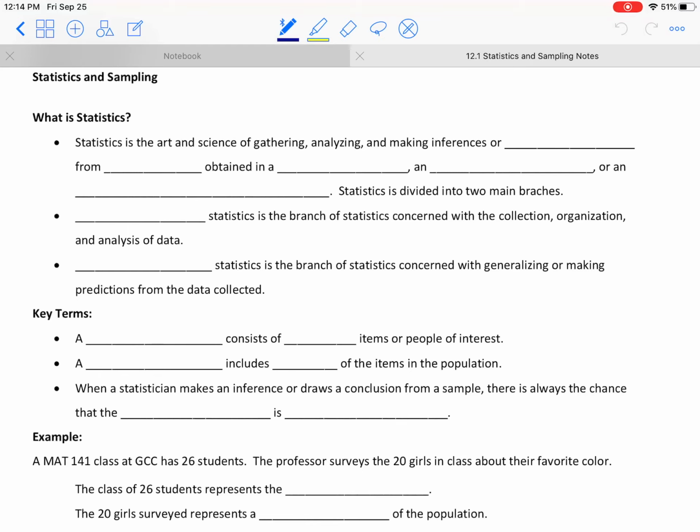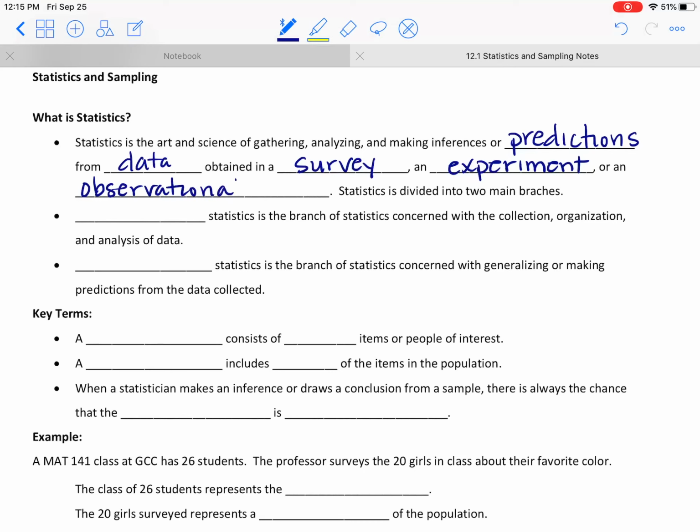So statistics. In statistics, you're trying to gather and analyze and make inferences. And inferences is a fancy word for predictions. So you're trying to make inferences or predictions from data. And in statistics, there are 3 typical ways in which that data is collected. You can collect data from a survey. You can collect data from an experiment. Or you can collect data from an observational study. These are the 3 ways in which data is typically collected.